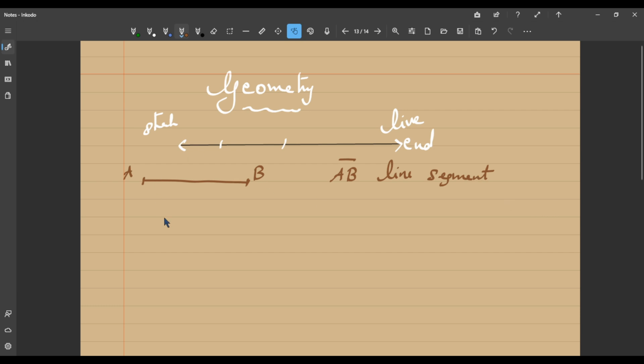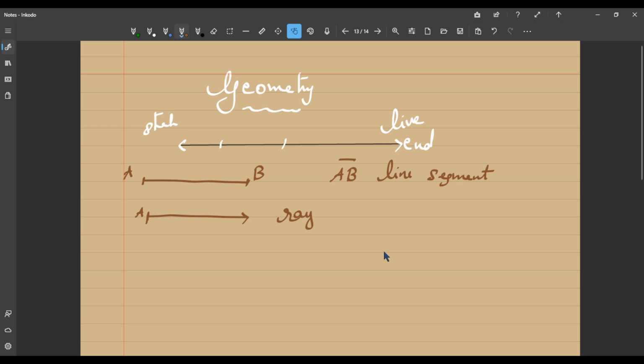Now, suppose you know just the initial point A, and the line extends up to infinity, you do not know the end point, we call this a ray. This is said to be a ray. You would have learnt about rays in physics. So, this has a starting point, but it does not have an end point.